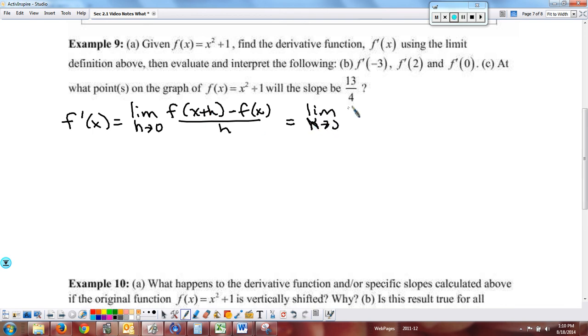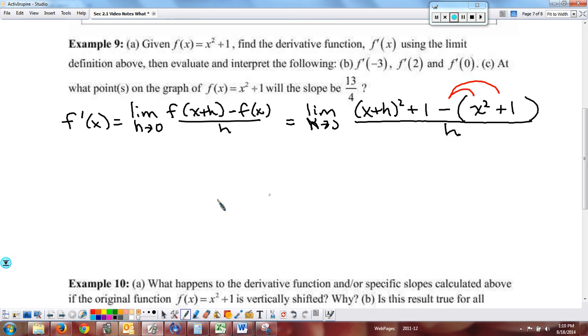Plug in x plus h, so it's x plus h squared plus 1 minus, now be very careful here, do you see these big parentheses? Whenever you subtract the function, you will need to remember to distribute your negative through. Don't forget to bring your denominator along.